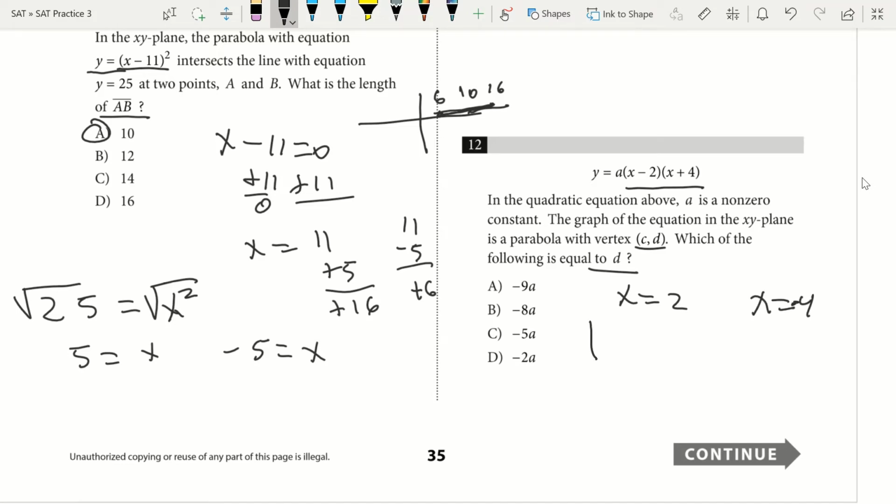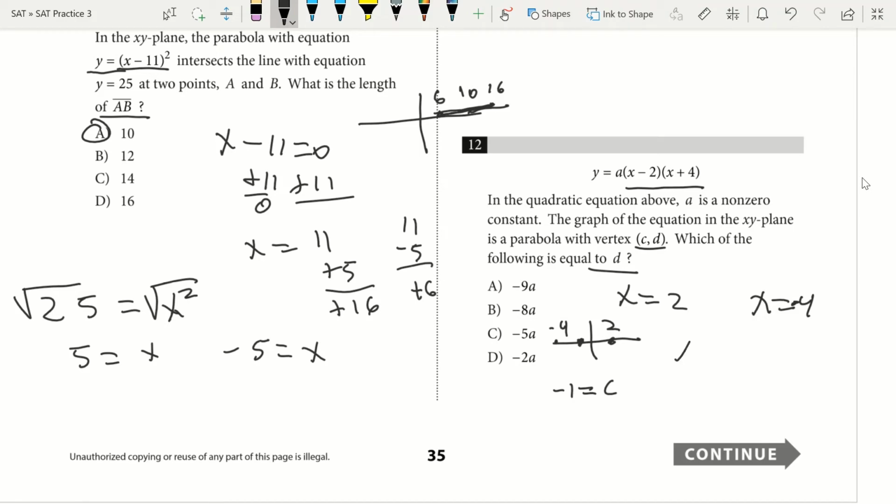Okay? So if I plot that, I've got 2, I've got negative 4. Okay, the midpoint between my zeros is always my vertex. So the midpoint between my zeros, 2 and negative 4, is negative 1. So negative 1 is going to be my c value. Now I have my negative 1. I can go ahead and plug in my negative 1 as my x value and solve for my y value, which will be my d.